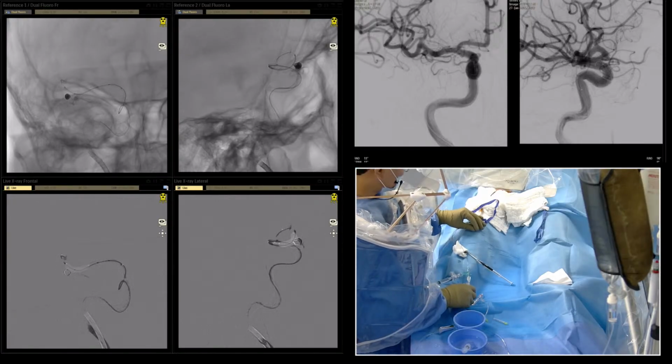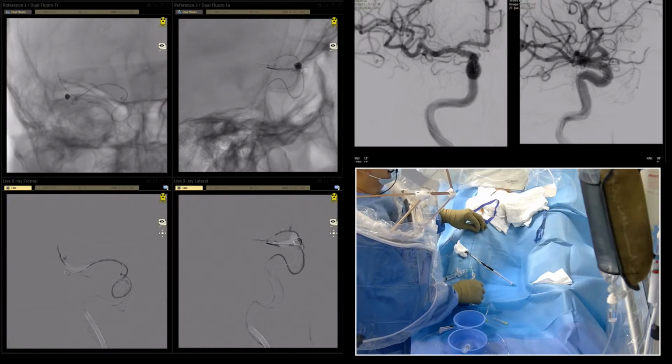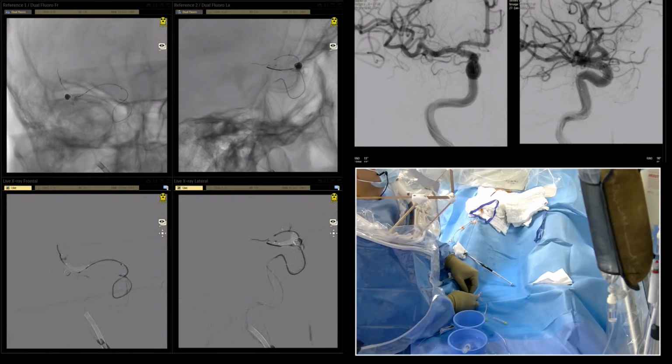The squid is at the bifurcation, huh? Okay. We need to just fix the squid.